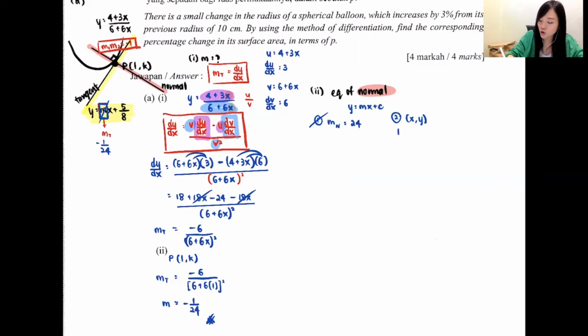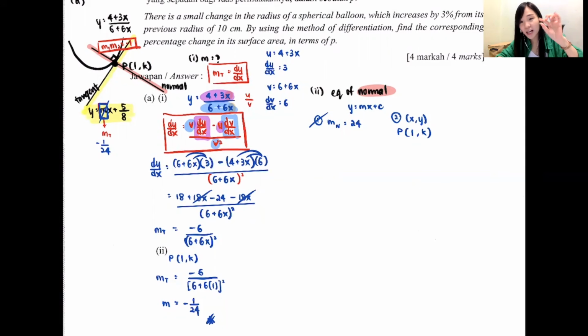And next, I must have a coordinate. Please use any coordinate as long as the line passes through it. So I look at the red color line. My red color line passes through point P. Point P is only 1, k. So my dear, I can use 1, k. But who wants k? Of course, I want a number. So I already know the x is 1. How do I find the y? I don't think it's hard.